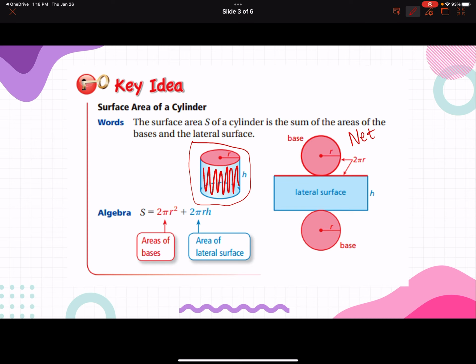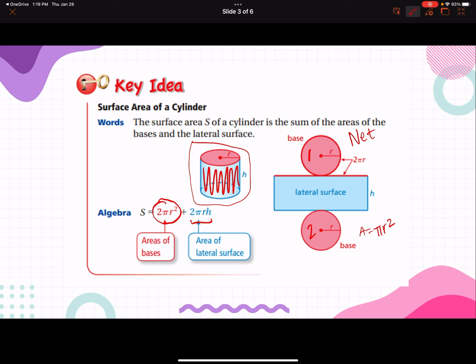So the formula for the surface area of a cylinder: you've got two circles, and the area of a circle is pi r squared. And like I said, there are two of them, this one and this one. So this first part of the formula is 2 pi r squared. That represents my two circles.